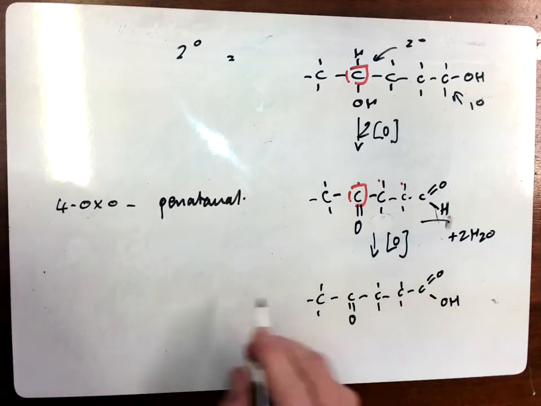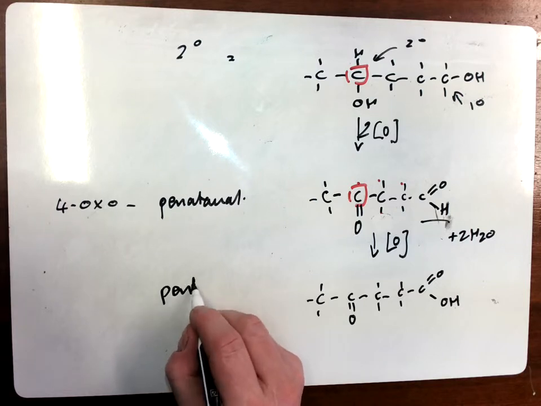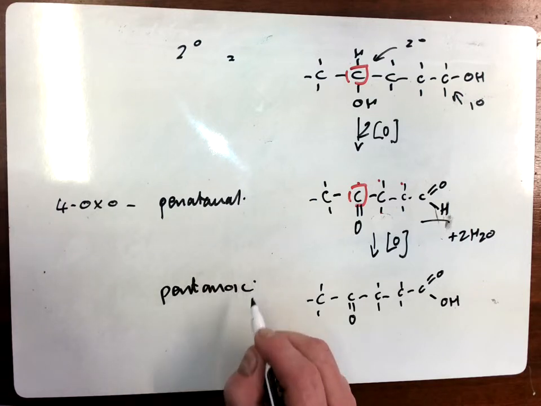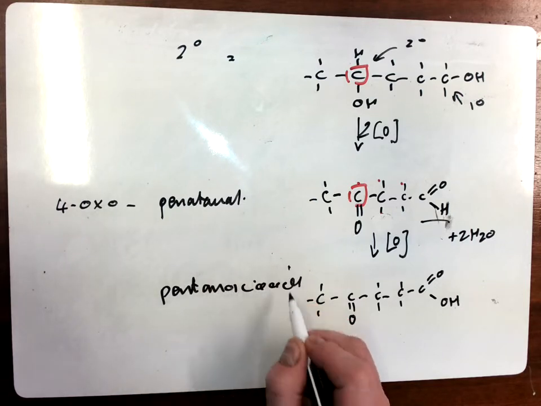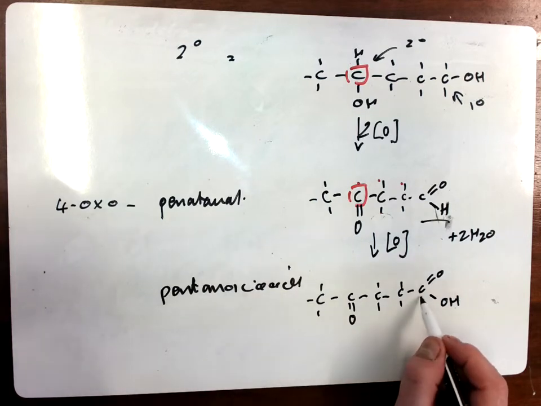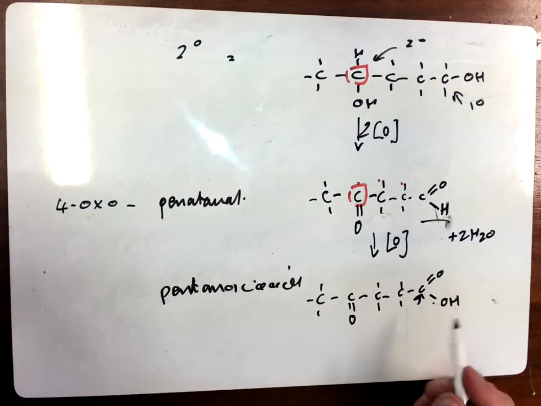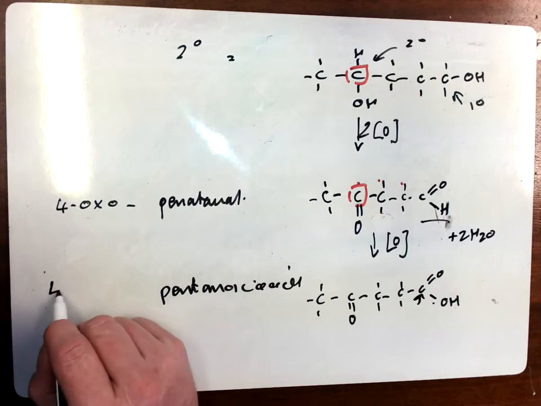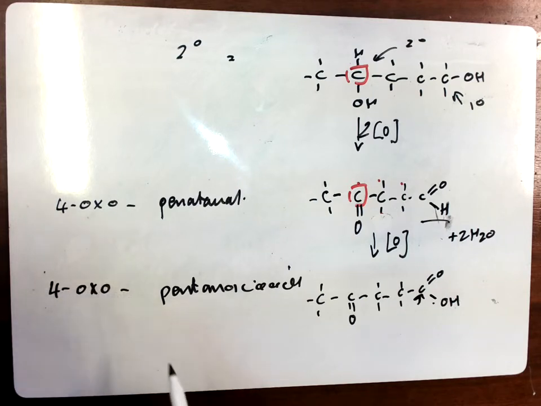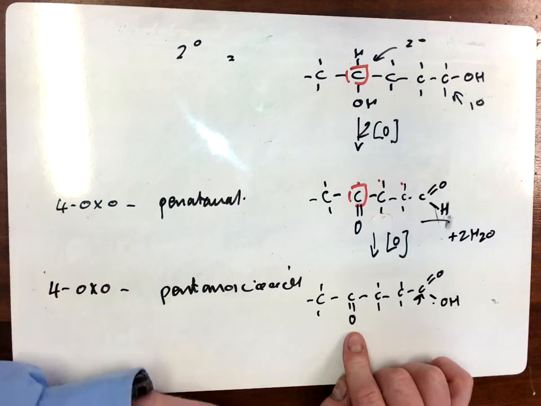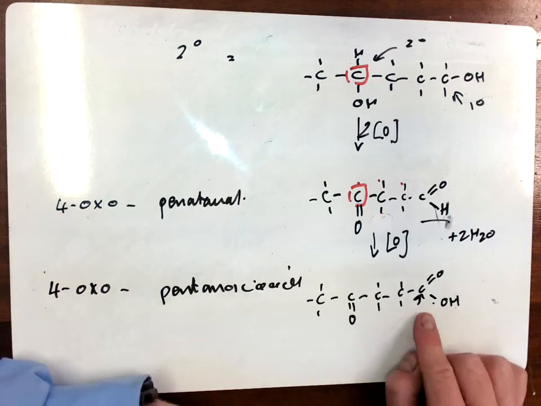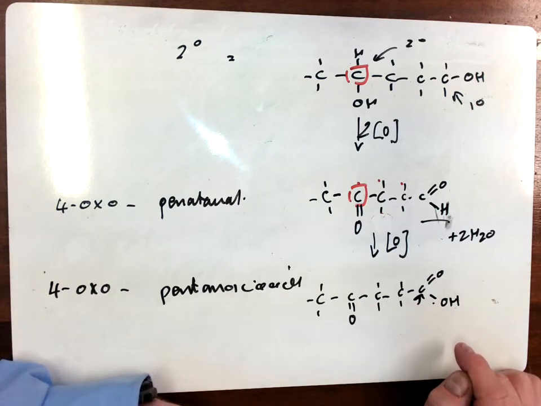Here we would have again pentanoic acid. Carboxylic acids are the highest priority group of the lot. So it's pentanoic acid. Again, no number needed because it's always at the end of assumed position 1. And again, it would be 4-oxopentanoic acid because the ketone group is lower priority than the carboxylic acid group.